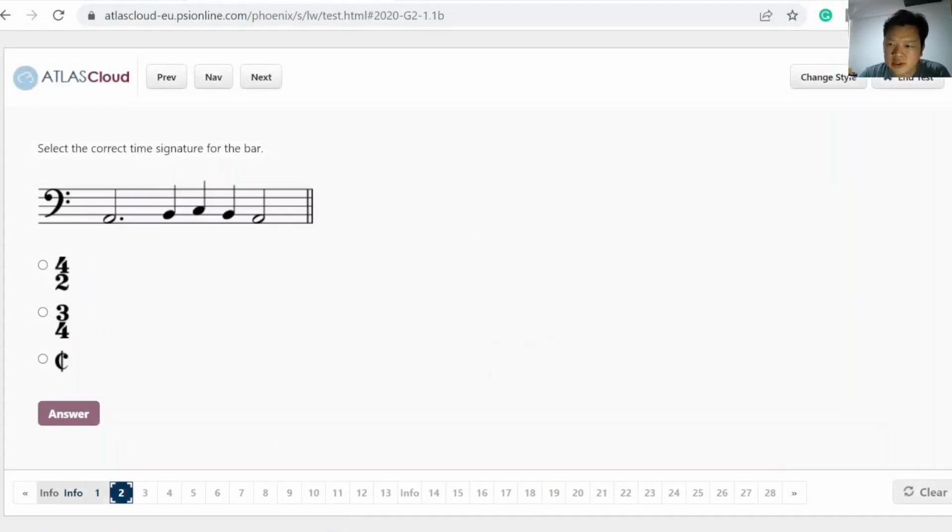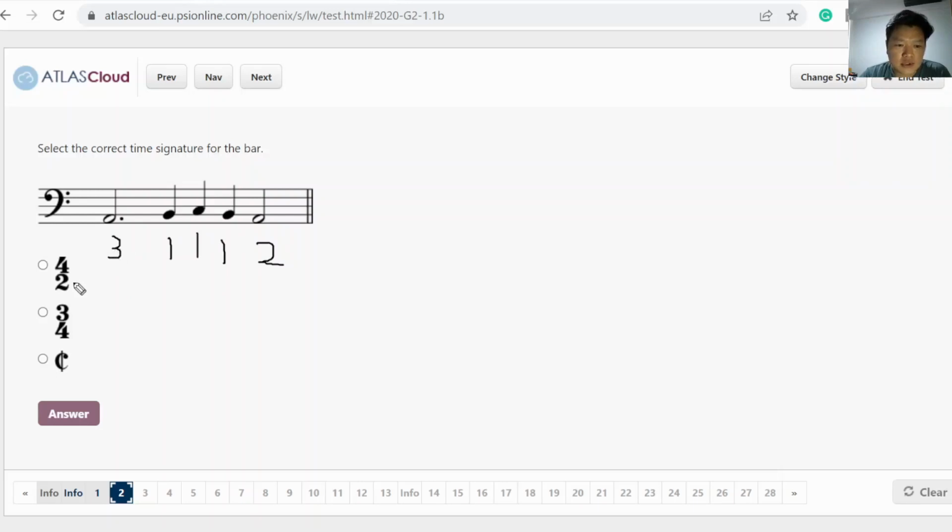Okay, let's look at the rhythms again. So the first one is a dotted minim. Remember, a dotted minim stands for 3 counts. Crotchets are each 1 count, and this one stands for 2 counts. You add everything together: 3 plus 1 plus 1 plus 1 plus 2. It's 8 beats here.